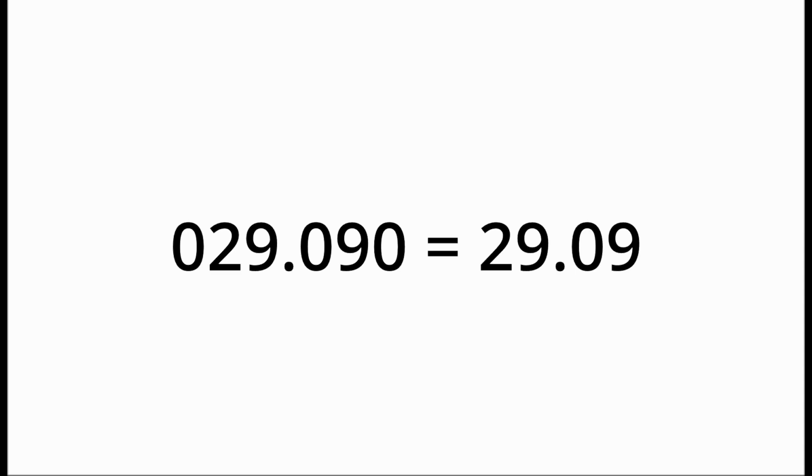You may be wondering, if the 0 means there's nothing there, why are we leaving it in the number? Well, 0 is a placeholder, so if there are no numbers before or after, you can ignore the zeros. However, if there are numbers on either side, then you've got to leave it in, just to show that there's nothing in that particular column. So for example, 029.090 is exactly the same as 29.09.